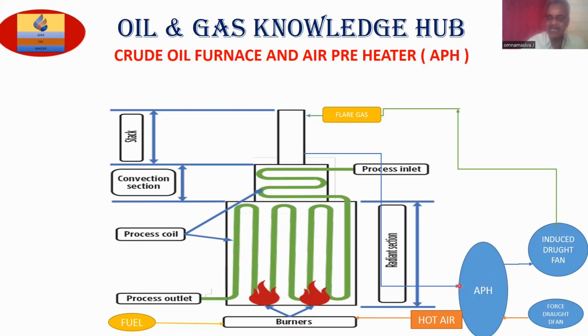Once this is transferred like this, try to understand the stack, why it is required. It is simply an exhaust chimney or vertical pipe through which flue gases escape from the fired heater. Exhaust gases will escape from here. Convection tubes, you will see in the next slides. It is the convection section. Okay.